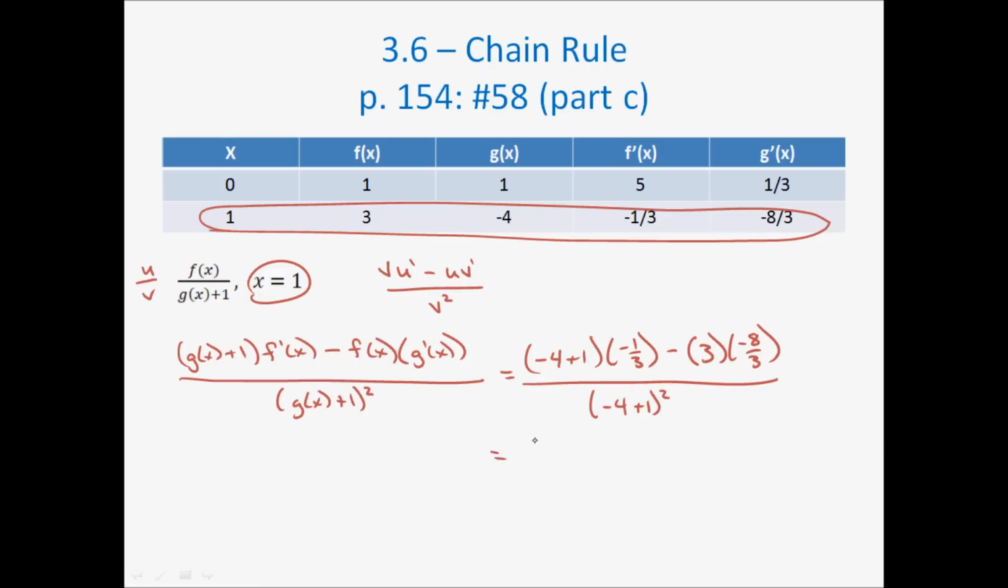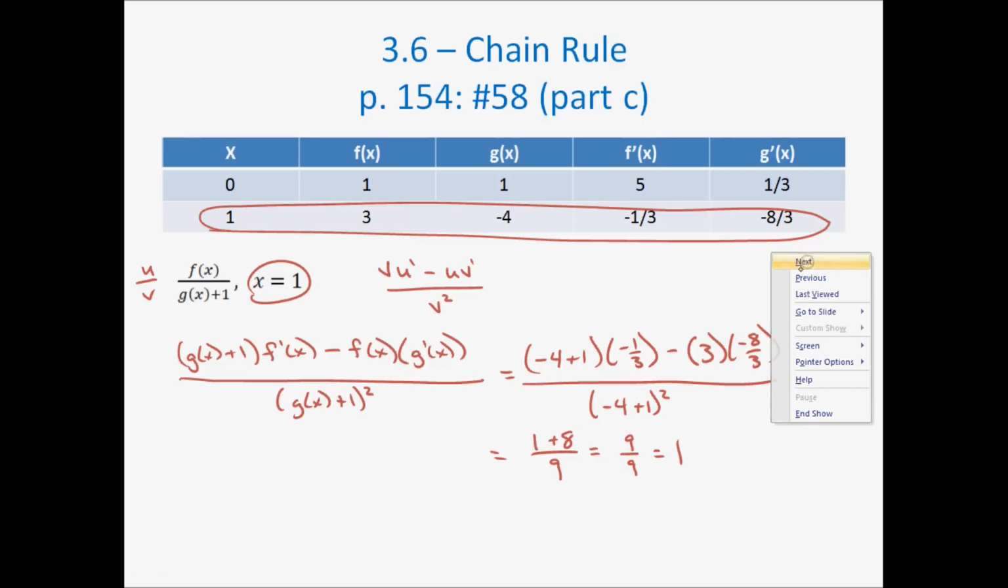Let's do some simplifying. Negative 4 plus 1 is negative 3 times negative 1/3 is positive 1. Negative 8/3 times 3 is going to be negative 8, so minus that, so that's plus 8. And then negative 4 plus 1 is negative 3. Negative 3 squared is 9. So we're going to have 9 over 9, which is 1. So part C, done. Let's move on to the next one.